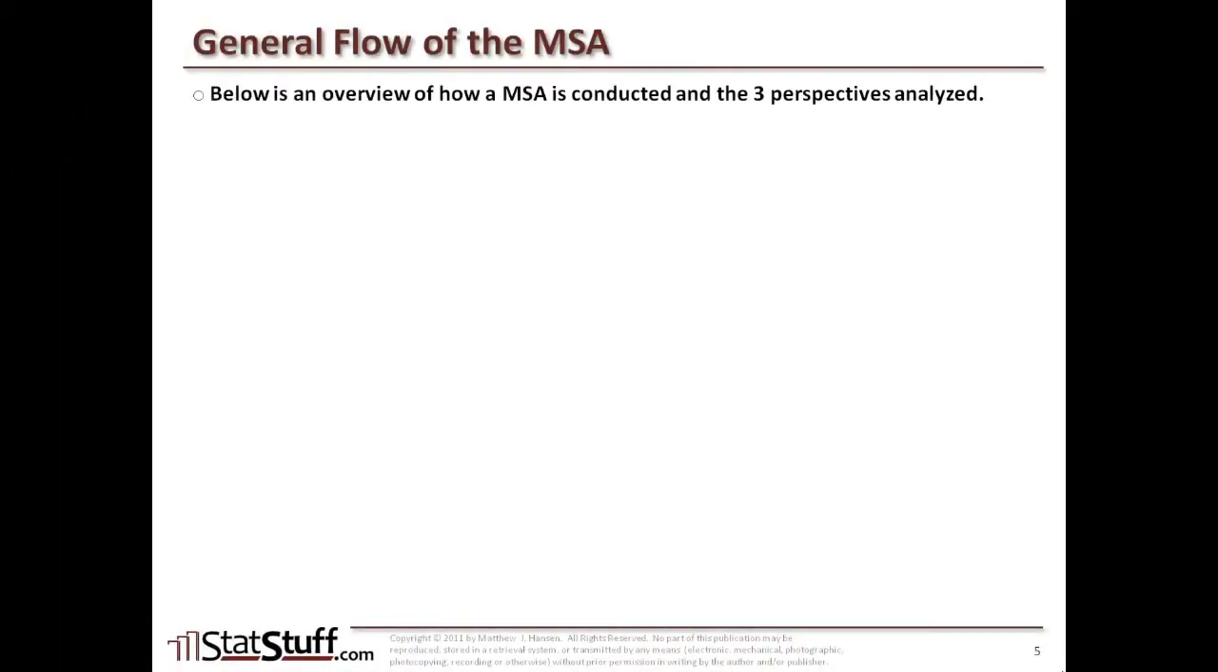What I'll illustrate now is an overview of how the flow of an MSA might typically work, looking at those three perspectives of accuracy, repeatability, and reproducibility. The example I'll show you is as if there were 3 different operators going to be doing 3 separate review trials of the same types of items that are being reviewed.